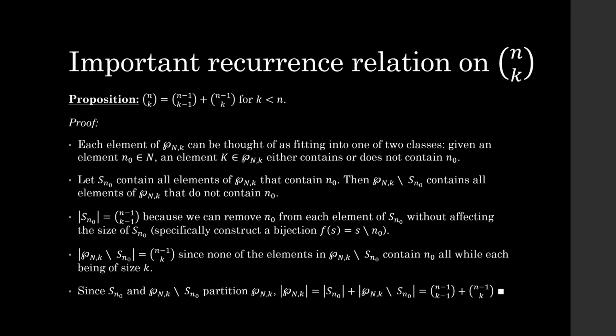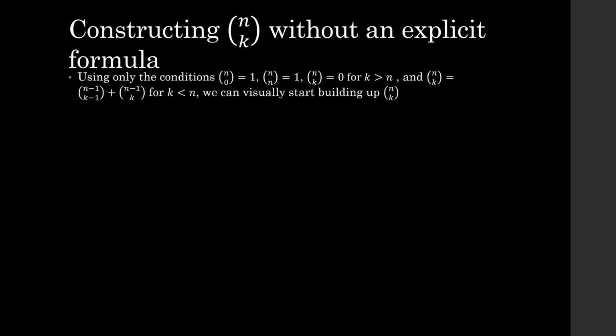So once again, we still want to keep away from the explicit formula, but there's something that we've got now. We've got this recurrence relation, and I'm not going to go all the way back, but we've got the initial conditions on n choose k. And so using only those conditions: n choose 0 equals 1, n choose n equals 1, n choose k equals 0 for k bigger than n, and n choose k equals n minus 1 choose k minus 1 plus n minus 1 choose k for k smaller than n.